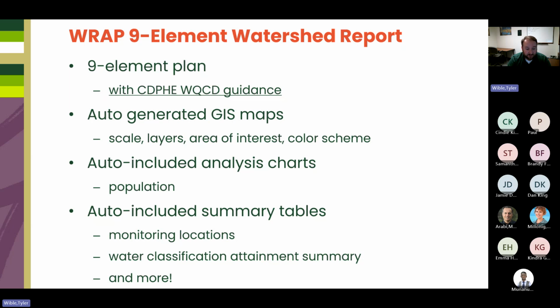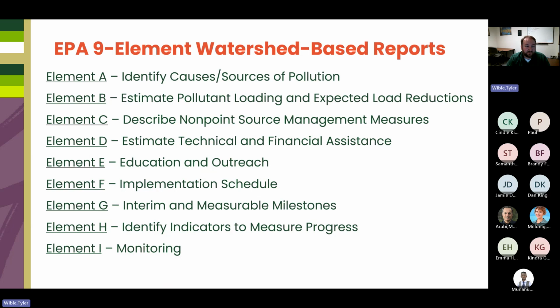So the list of monitoring locations, your water classifications and attainment summaries, and so many more. I'm not going to itemize every one of those because we'll be scrolling through a 90-page document. But the point is, the tool generates this for you, and then you, the author who wants to use that 9-element plan, have a very consistent, very complete starting point to add all the pieces that talk about your particular causes and sources of pollution, what you're doing with your community about it.